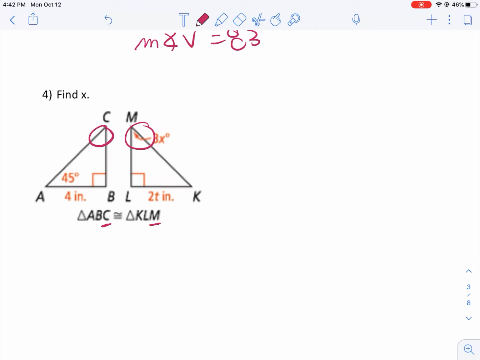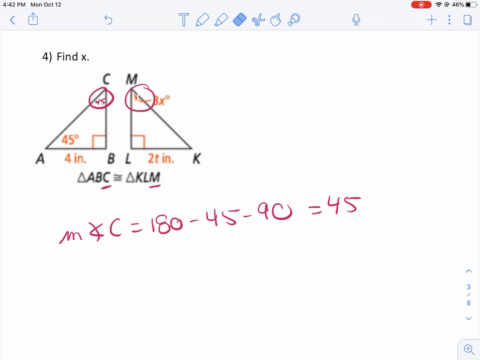Well, I can find angle C because this is a triangle, and I know the triangle angle sum theorem, that the measure of angle C is going to be 180 minus 45 and minus the 90 that is being used, so it's equal to 45. Well, if angle C is 45, then M, which is being represented by 3x, is also 45. So 3x is 45, so x is 15.